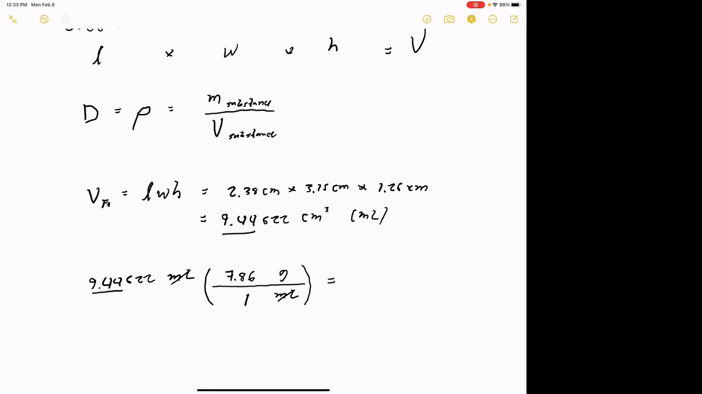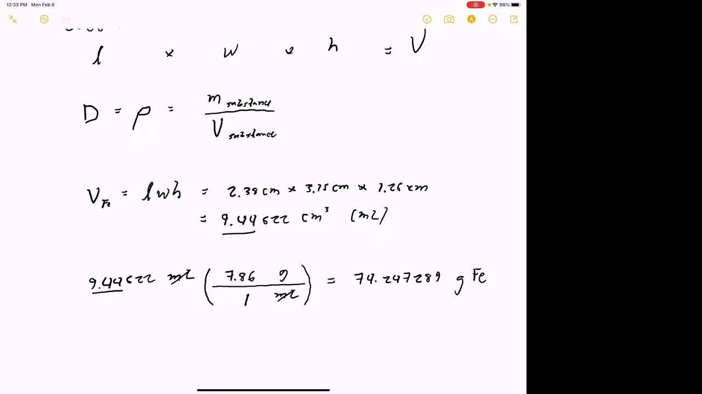So now I'm going to keep all those digits in the milliliters, the 9.44622, which my calculator gave me. I'm going to multiply that by 7.86. And I now have 74.247. That's what the calculator gives me, 289. And that's going to be grams of iron.